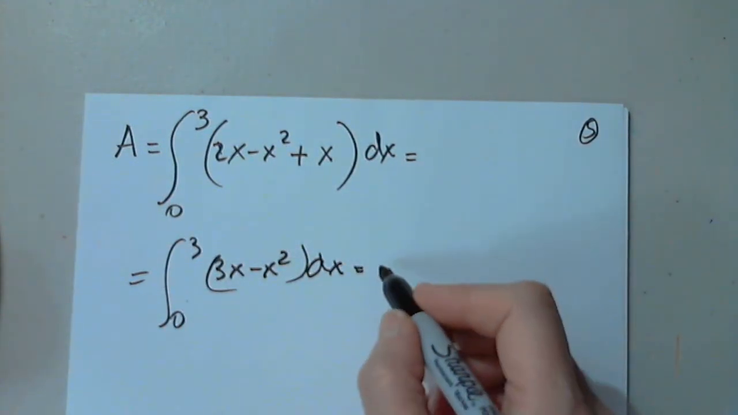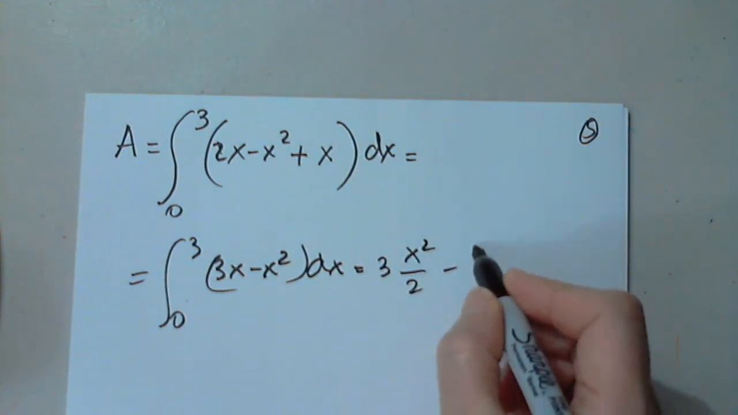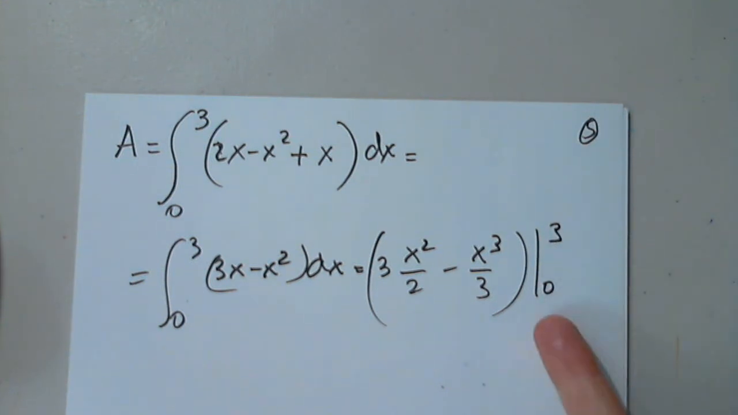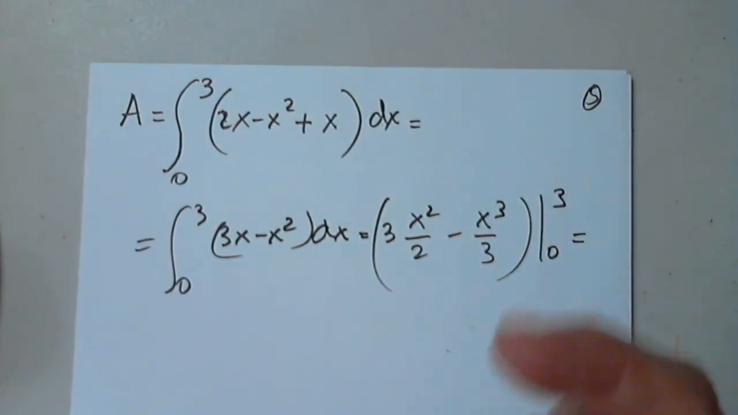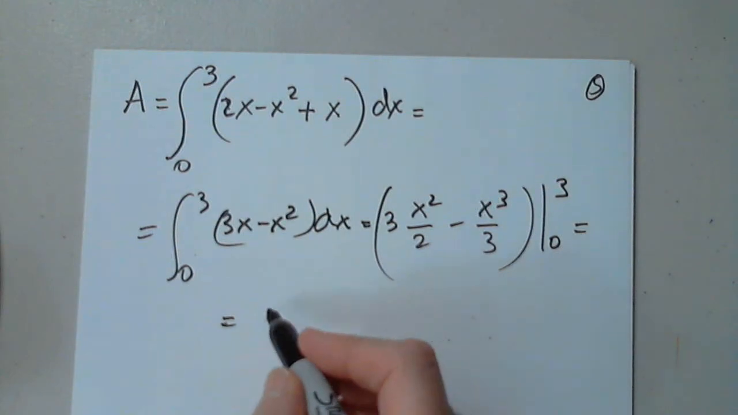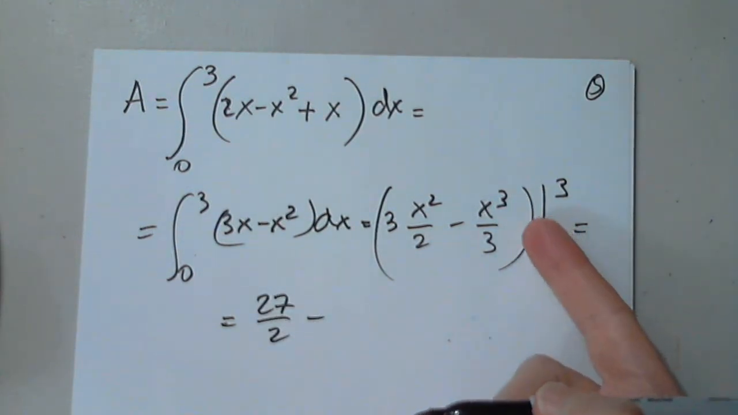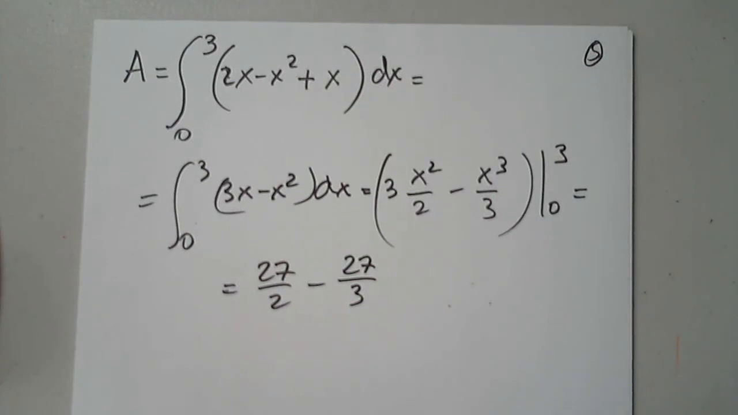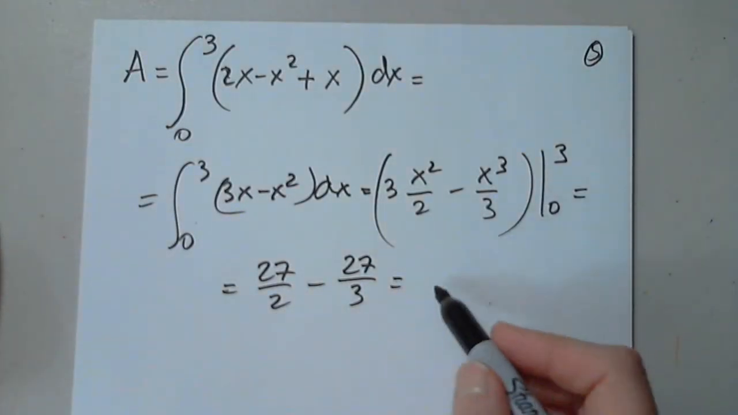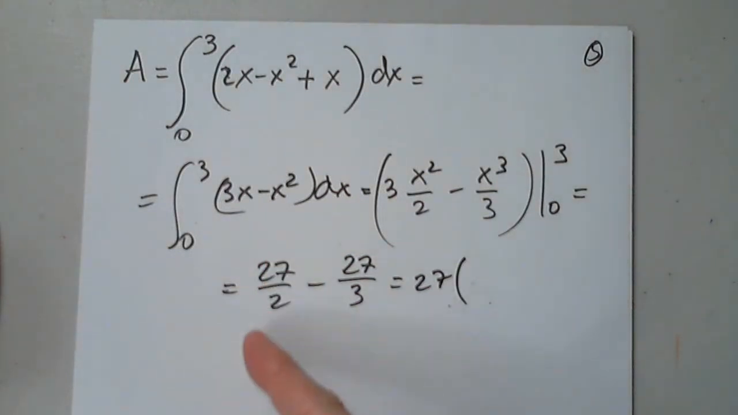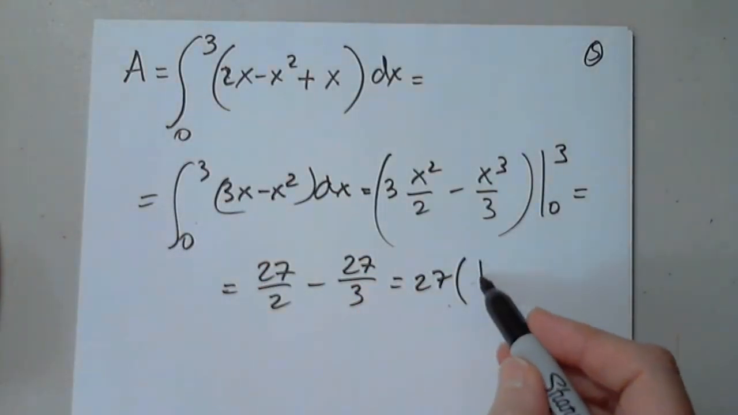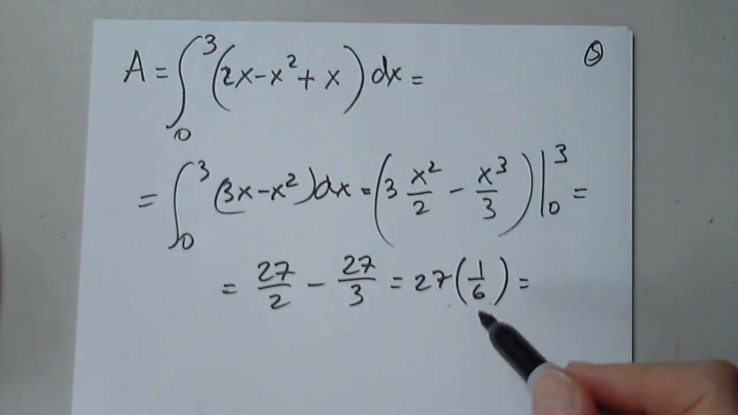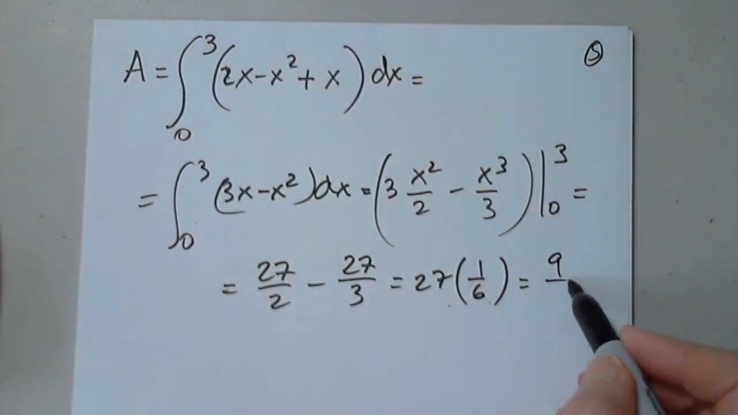And now we know how to find this. 3x squared over 2 minus x cubed over 3 from 0 to 3. Luckily, I don't have to plug in 0. I only plug in 3. So 9 times 3, 27 halves minus 27 thirds. Okay, so what I normally do in my head, I just factor out 27. I have 1/2 minus 1/3, which is 1/6. 3 minus 2. So I get simplified by 3, 9 halves.